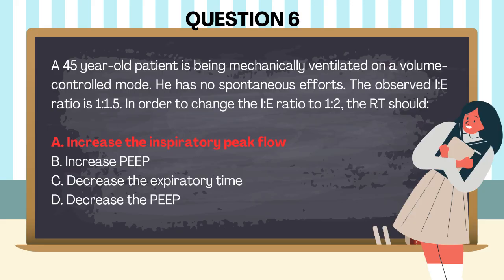Changing of PEEP cannot affect the I:E ratio. So we could disregard B and D. For C, decrease the expiratory time. Decreasing expiratory time is not a ventilator control. Furthermore, decreasing the expiratory time would lower the I:E ratio. From this example, from 1 is to 1.5 to 1 is to 1.2.